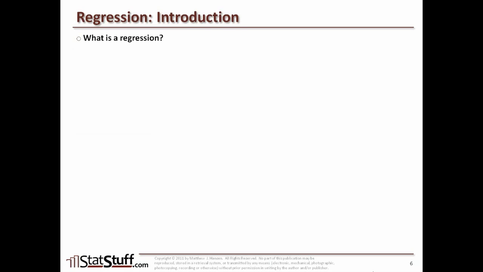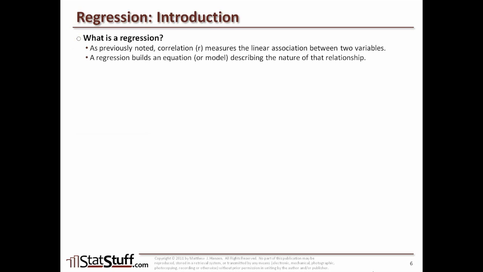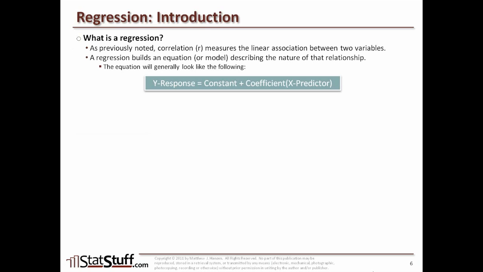Well, to define a regression, first we might be reminded how a correlation, or that R value, is measuring the linear association between two variables. Well, a regression builds an equation, or what we call a model, describing the nature of that relationship between the two variables that you're comparing. So an equation will generally look something like this, where you have the output Y response is equal to a constant value plus the coefficient multiplied times the X predictor.